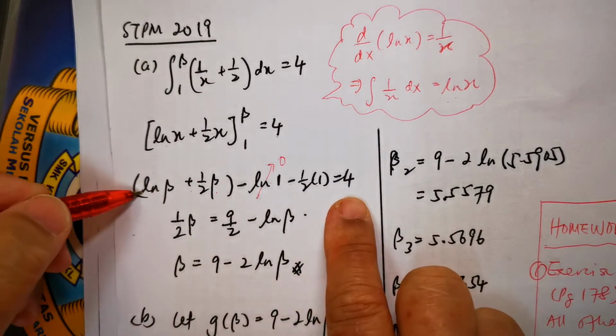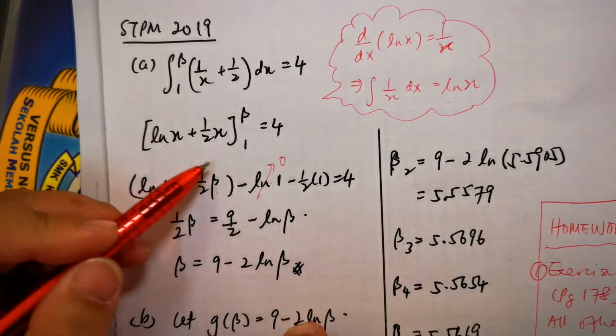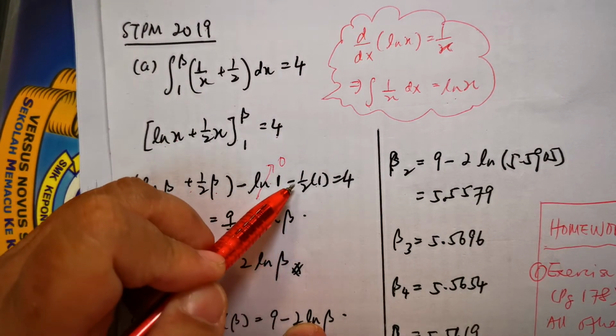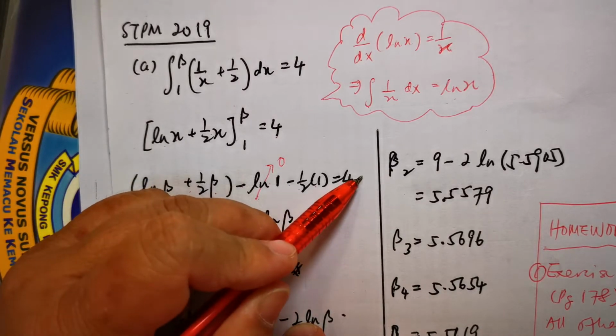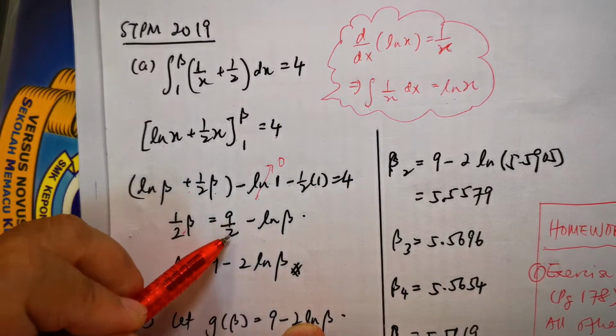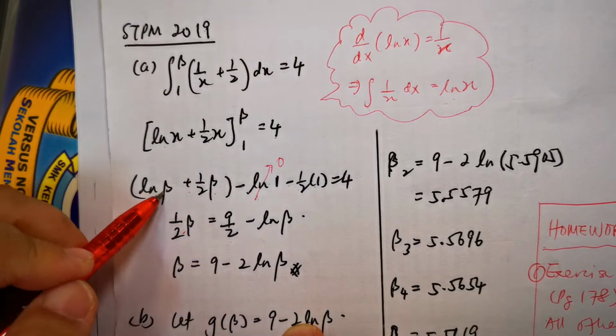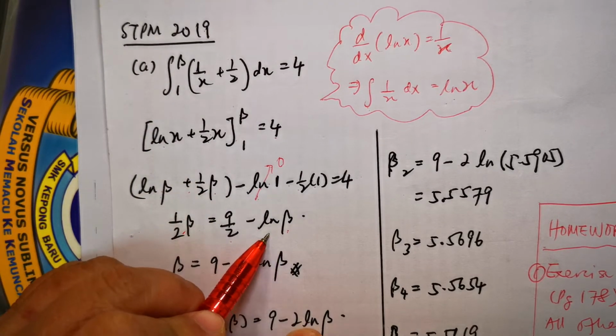So we just arrange this. I leave my half beta here. This is minus half, so shift here plus half. 4 plus half is 9 over 2. Ln 1 is 0. Then ln beta, I shift here and it becomes minus ln beta. See?